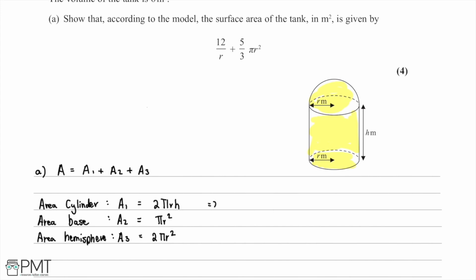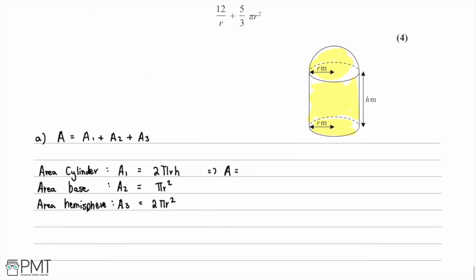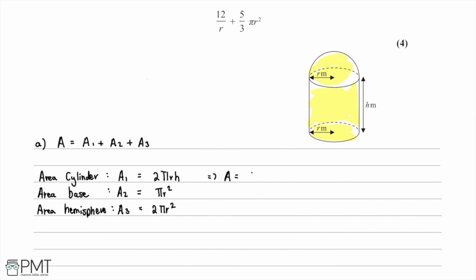So then we can add all these together. The area is going to be equal to 2 pi r multiplied by the height, plus pi r squared, plus 2 pi r squared. Then we can simplify this slightly. We have pi r squared and 2 pi r squared, so adding them together, we have 2 pi r h plus, combining these, 3 pi r squared.